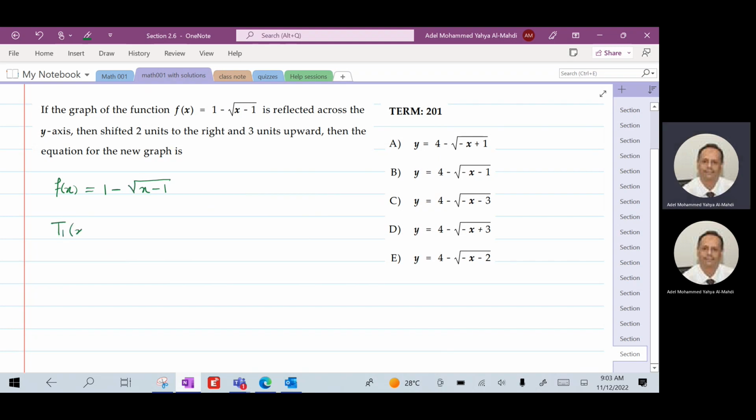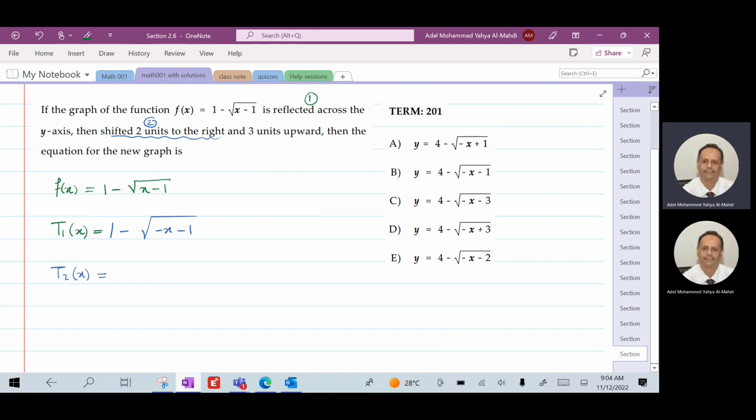Now let me call T1 the transformation number 1. What is the transformation number 1? He said reflect across the y-axis, or reflect about the y-axis. So if you need to reflect about y, we change every x into minus x. Mathematically, we change every x into minus x. So only change x. So this is T1.